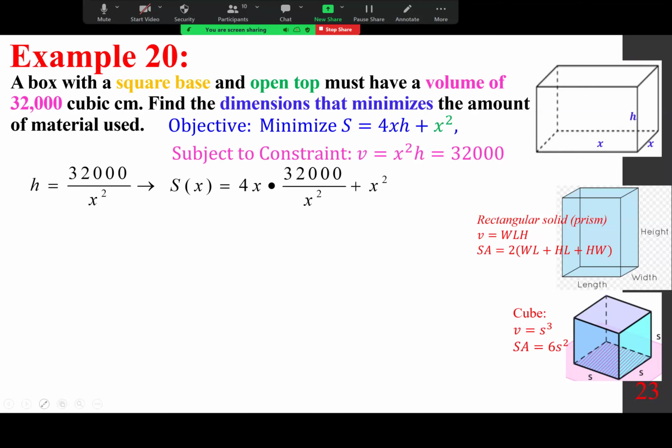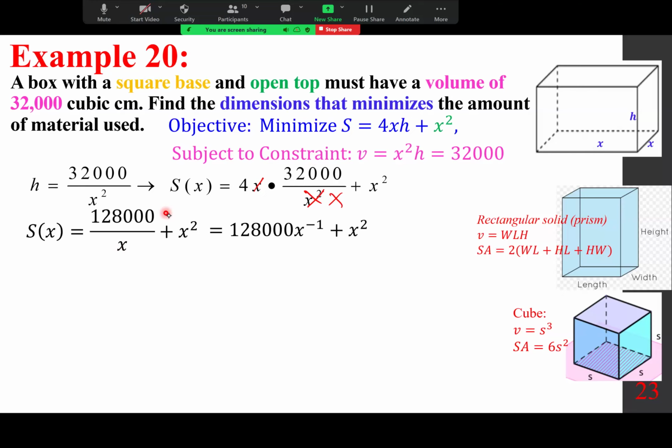When we do that, this x goes away, and this goes to x, or simply x to the power of 1. 4 times 32,000 is 128,000. And because I want to differentiate, I'm going to bring the x up, making it to the power of -1. x represents a dimension, so it must be positive. That means I have the open interval of 0 to infinity. To differentiate this, I get -128,000 x to the power of -2 plus 2x.